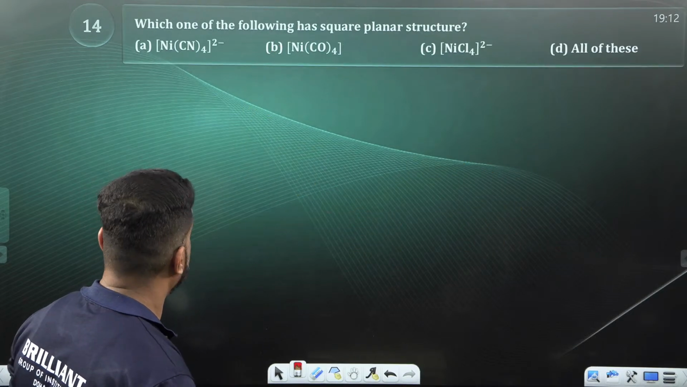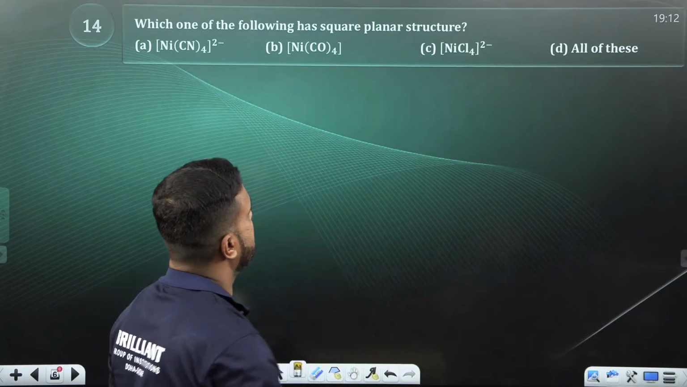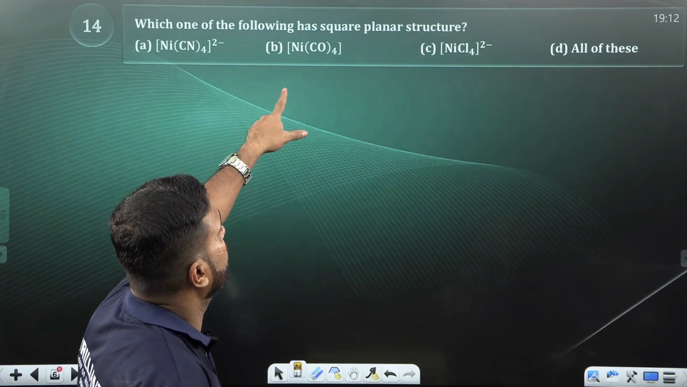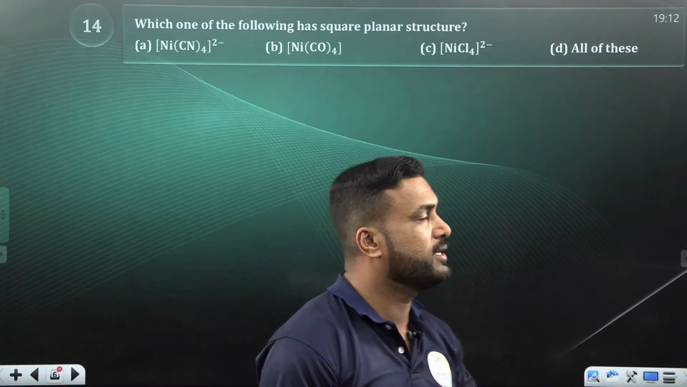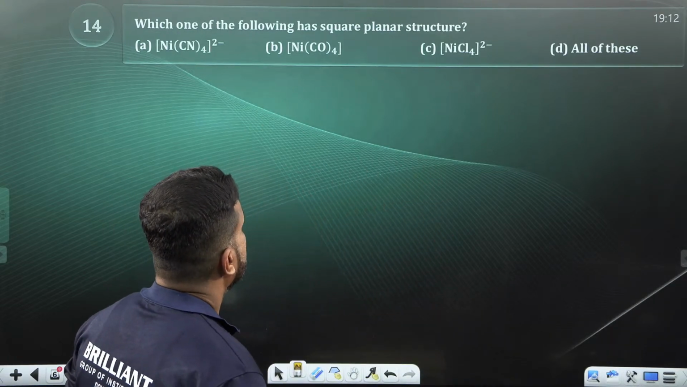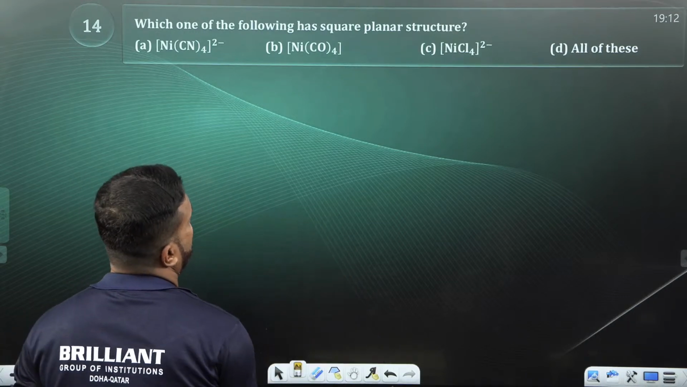Shall we go to the 14th one? The 14th one is: which one of the following is a square planar structure? Another easy one, you can tell the answer. Which one is the square planar? Yes, square planar structure is which one?